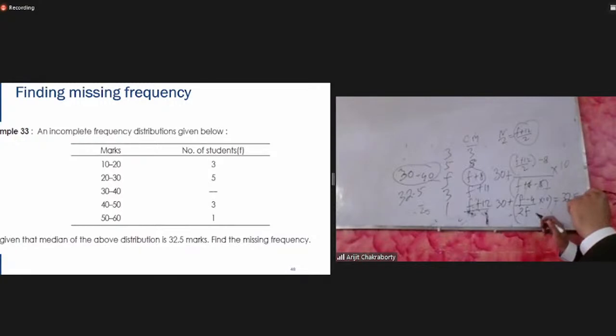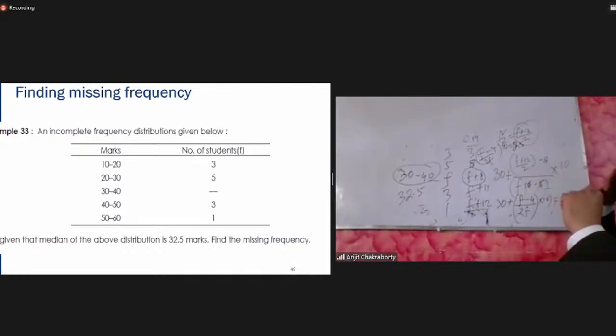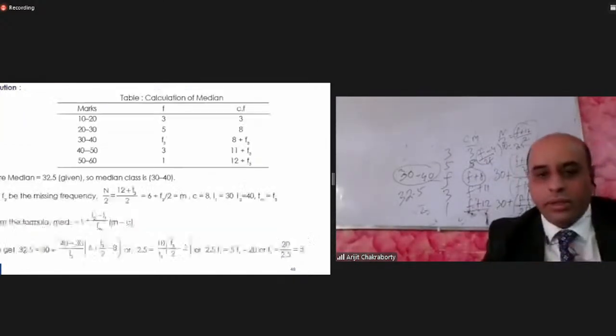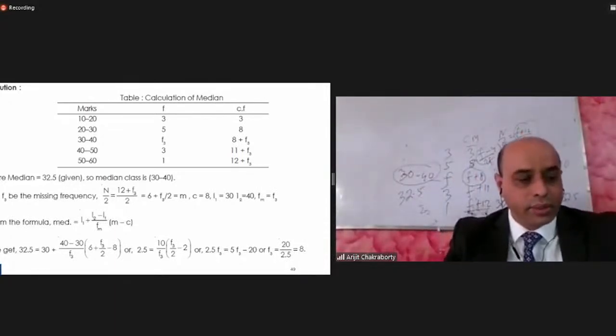So f minus 4 by 2f into 10 will give you 2.5. Just do it here: f minus 4 by 2f, multiplied by 10, will give you 2.5. If you just cross multiply, you will get the answer, and you will get f equal to 8. So in this way, we can get the missing frequency.